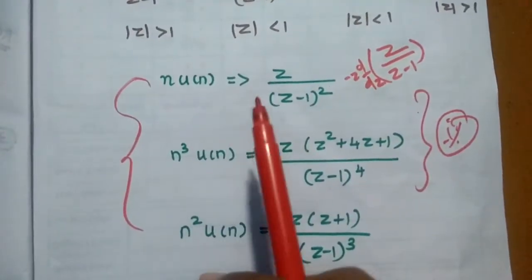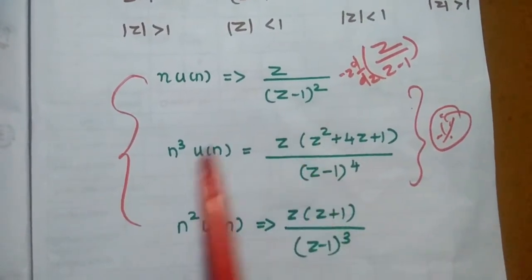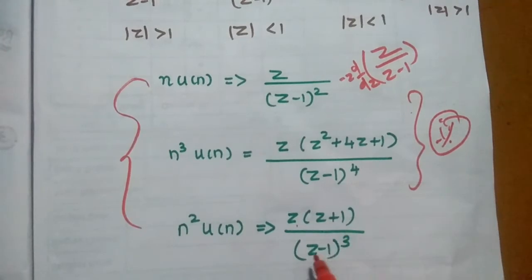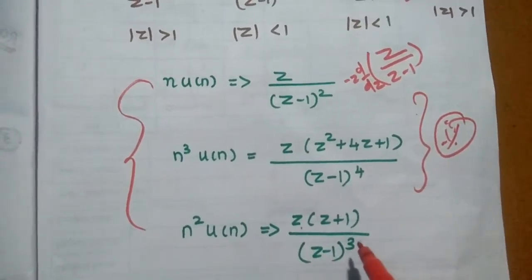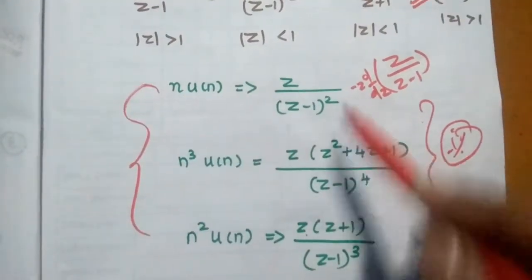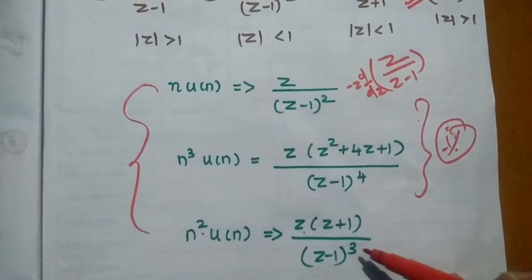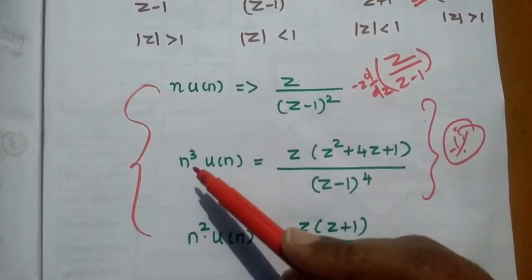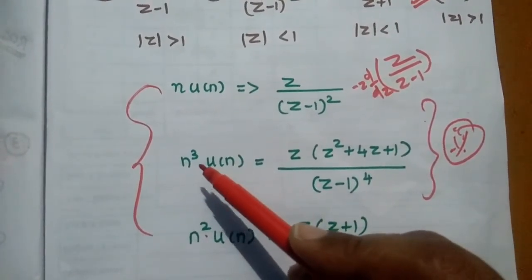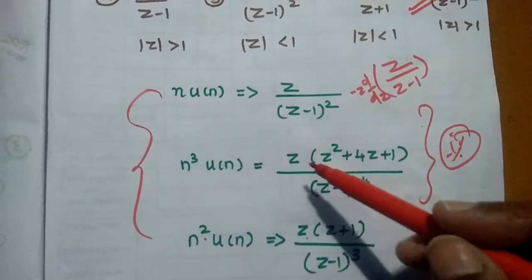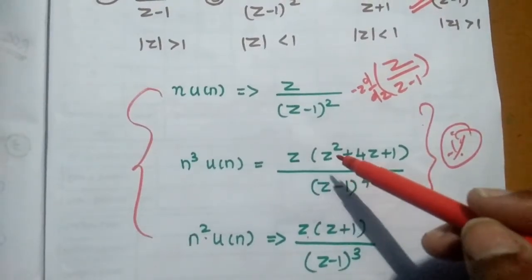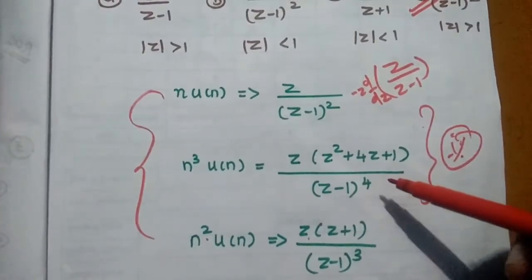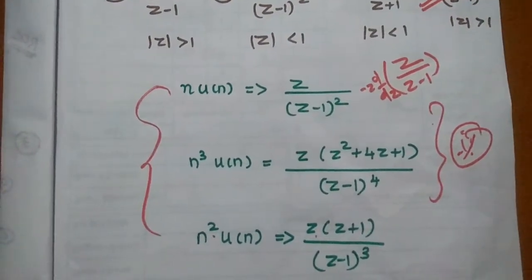So n into u of n is equal to z divided by z minus 1 the whole square. N squared into u of n means z into z plus 1 divided by z minus 1 the whole cube. So for n squared, the denominator is the whole cube and the numerator is z into z plus 1. If it is n cube, u of n means that value is z into z squared plus 4z plus 1 divided by z minus 1 the whole power 4. It is going on.